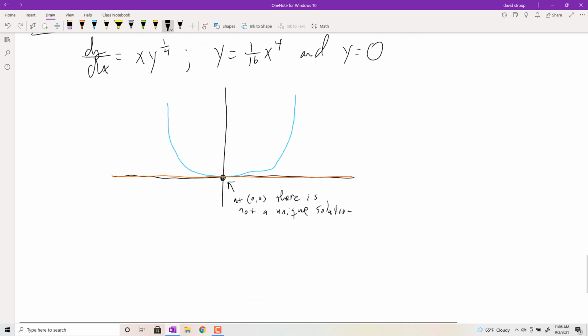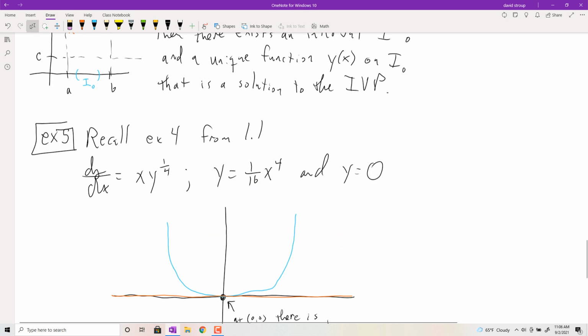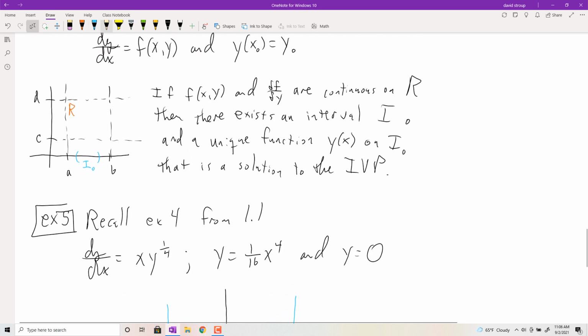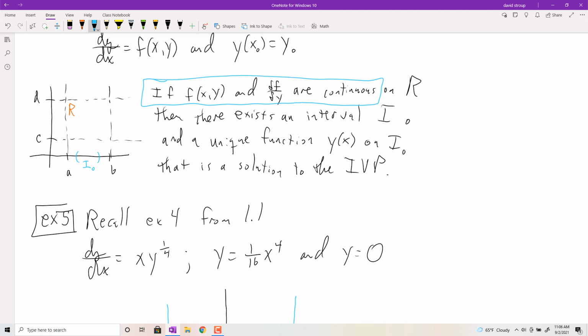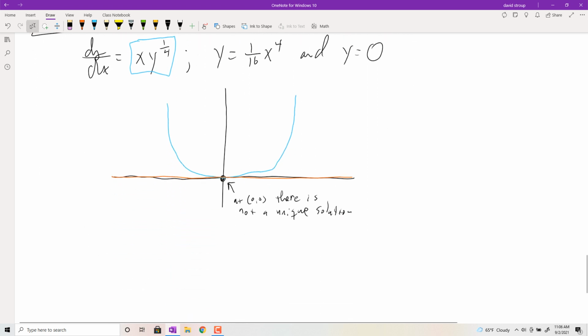So let's look at the criteria in this case, and the f of x comma y thing that they're talking about. These are the two criteria that we need to hold. The f of xy thing is this guy right here. And then we need to take a partial of it and check for continuity.